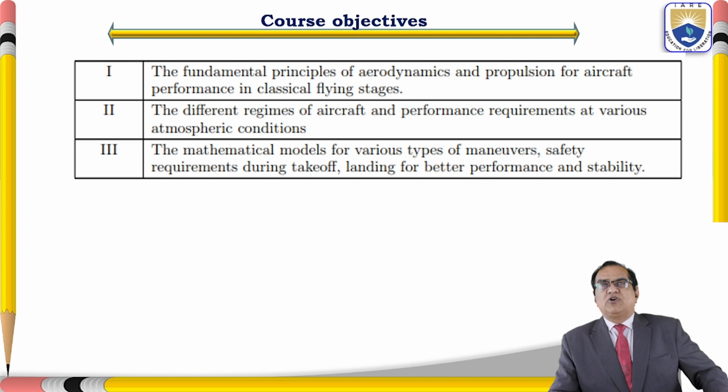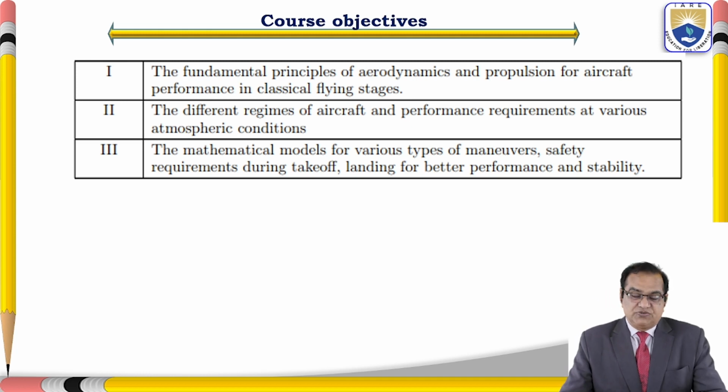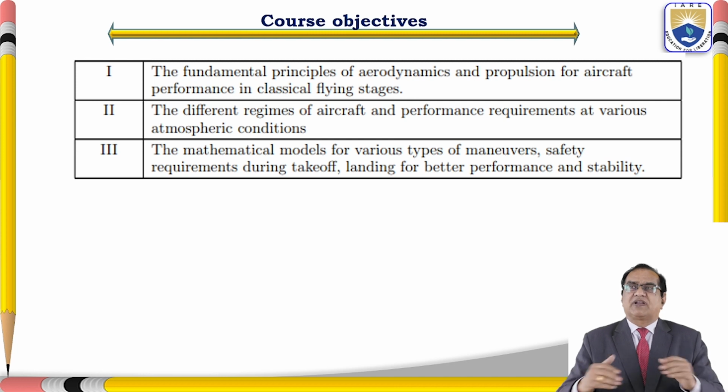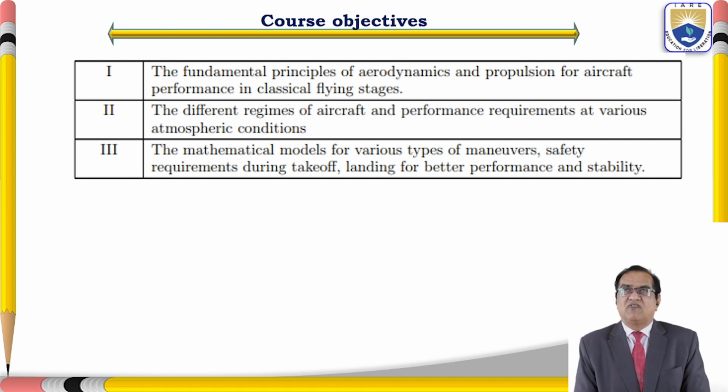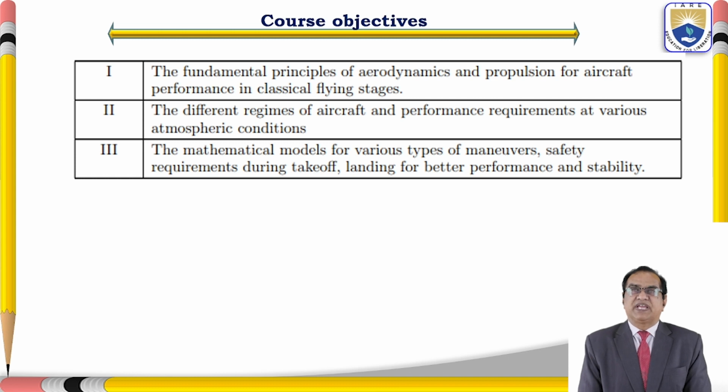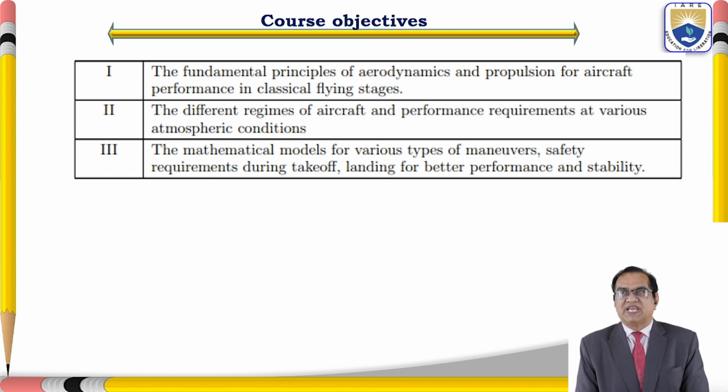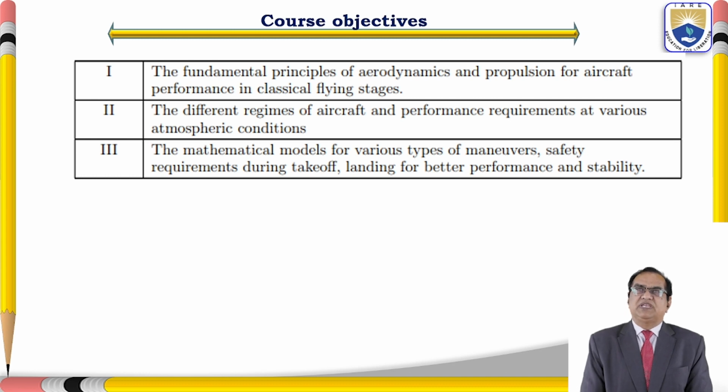To have this course, we have some objectives. The main three objectives are: the fundamental principles of aerodynamics and propulsion for aircraft performance in classical flying stages; the different regimes of aircraft and performance requirements at various atmospheric conditions; and the mathematical models for various types of maneuvers, and safety requirements during takeoff and landing for better performance and stability. So these are the three major objectives of flight mechanics.